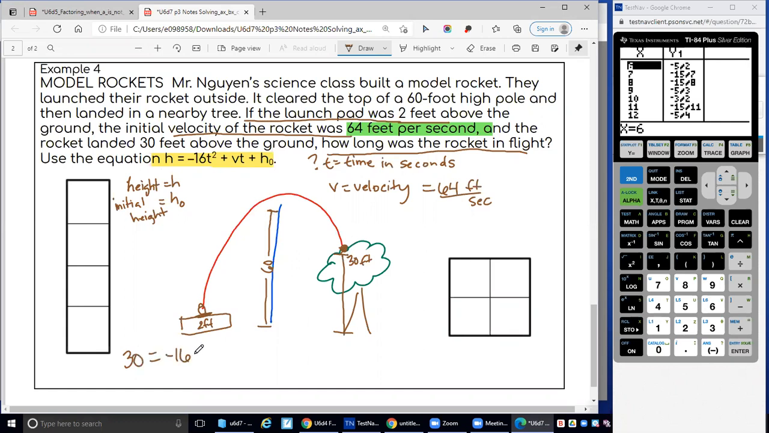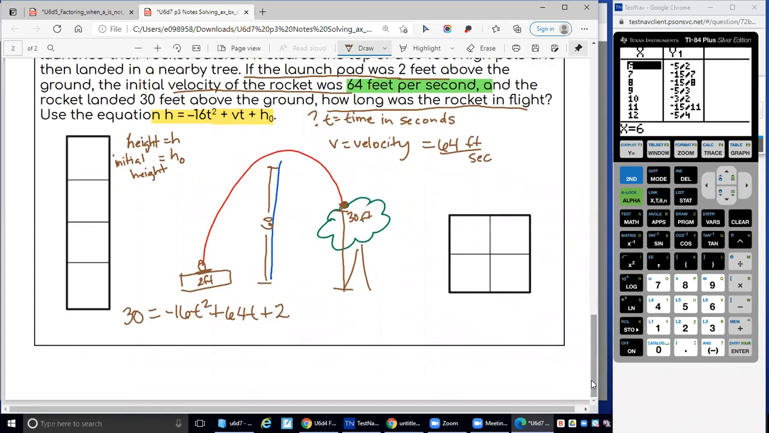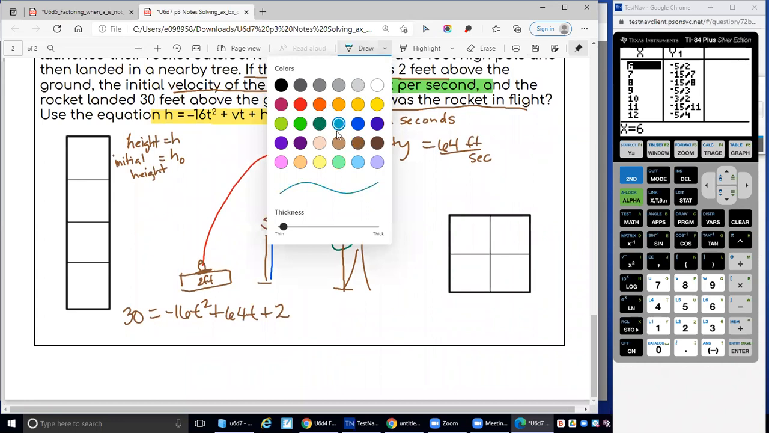We got -16. It's okay to leave T in there because that's what we're trying to figure out. We have a velocity of 64. Got the T. And then we had an initial height of 2. Any questions on how I set that up? All right. So before we solve any type of equation, what must be true? Not only must it be in the standard quadratic form, but it also has to be set equal to 0, right?